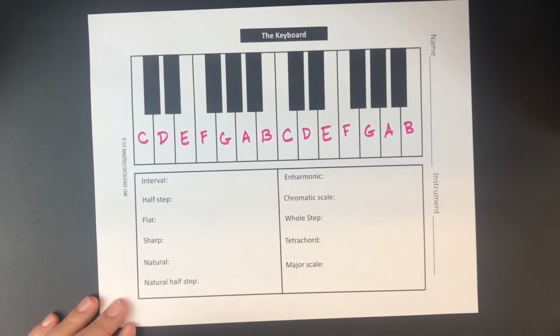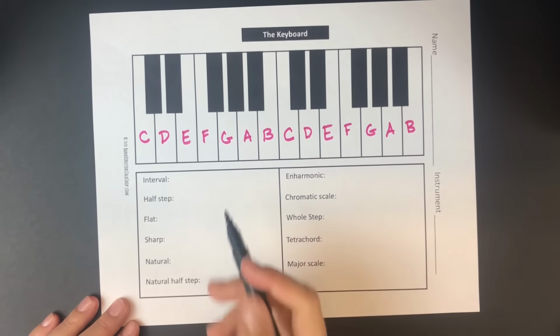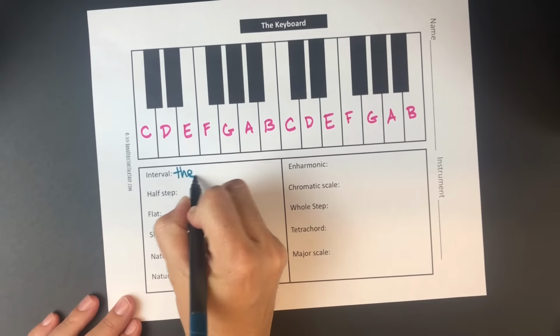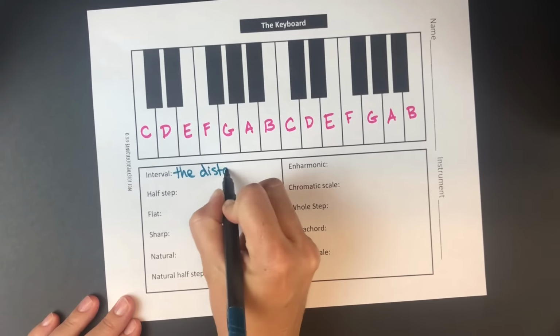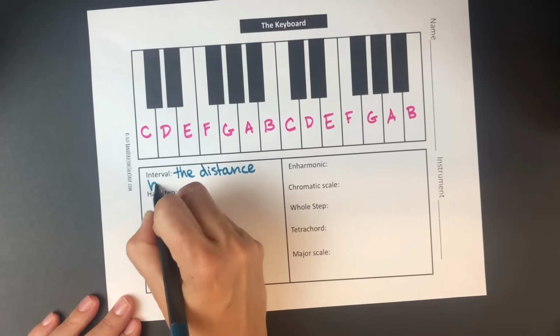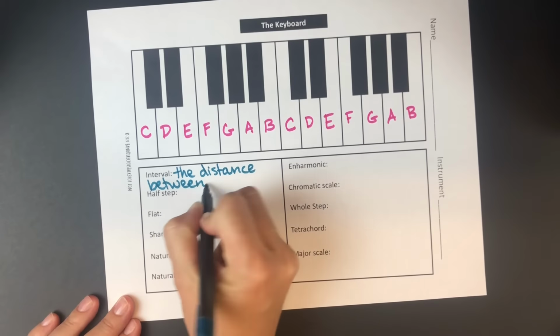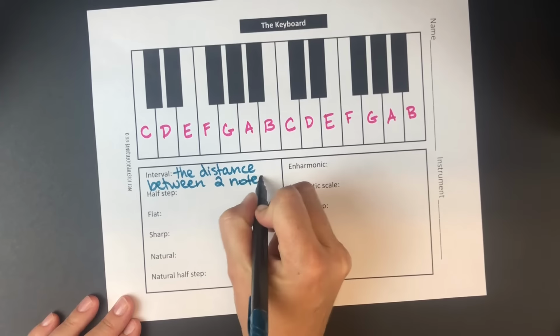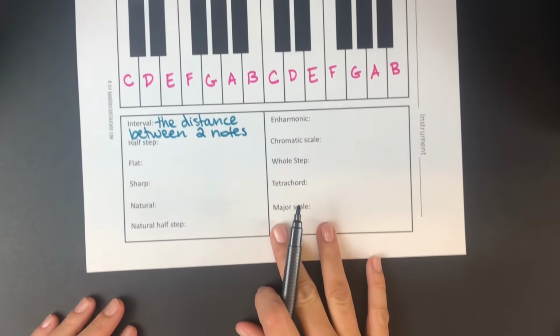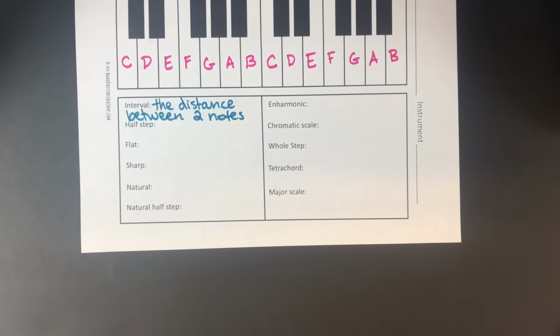All right, your first vocabulary word here is interval. Interval is the distance between 2 notes. The distance between 2 notes. Now, let me show you that.